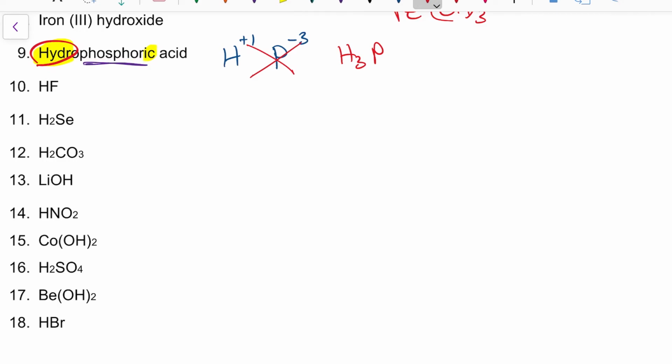Now let's try and name all of these acids and bases. You're going to pause the video, try and name them, and then we'll come back and go over them together. May I make a quick suggestion though? Go through and find all the hydroxides and name those first, because those are your bases, which is way easier than the acids.